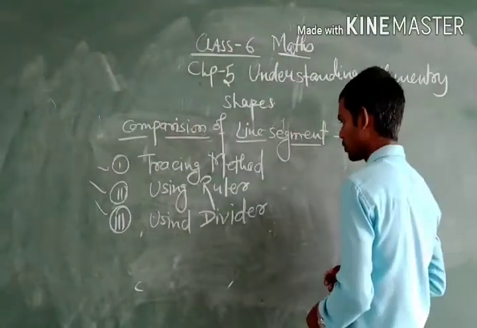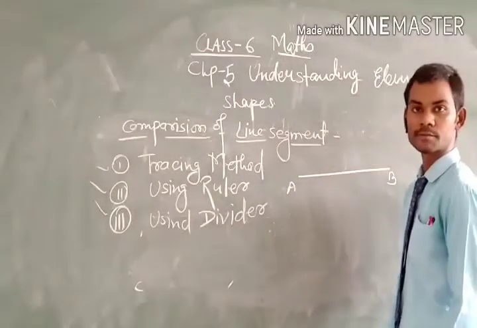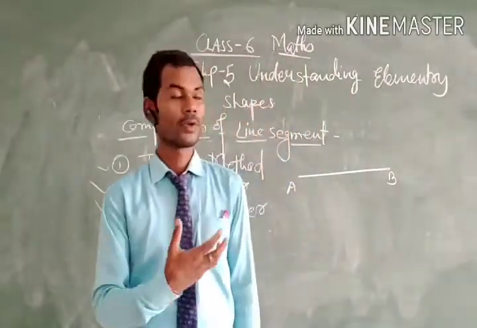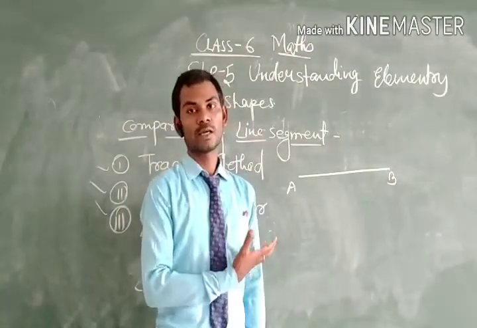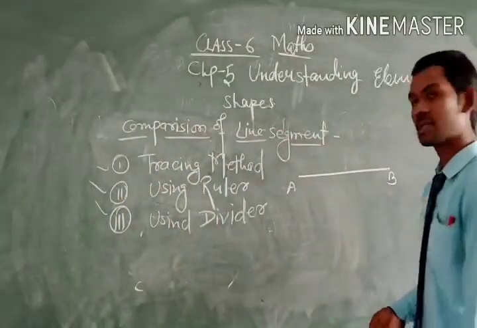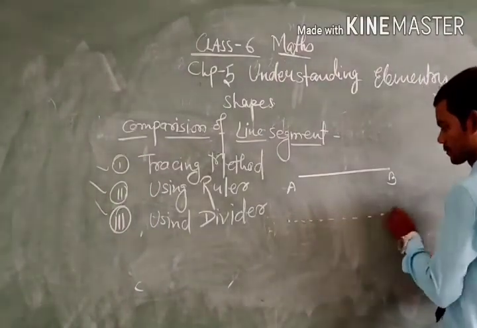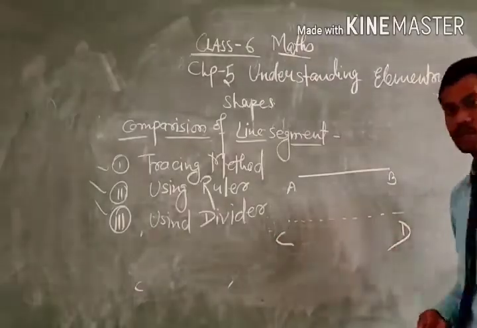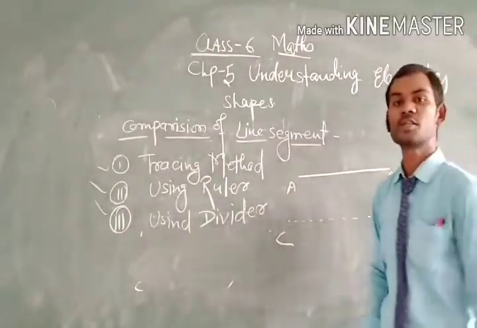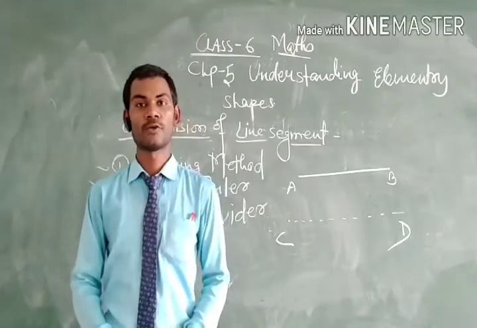You can see, suppose that the line segment AB is given, and here we have to justify how much this line is greater or smaller. For this, we just trace another line for which the measurement is given, like this. This is the other line segment CD, and when we measure the lengths of these two line segments, then we can justify which line is greater and which line segment is smaller. I hope it is clear.